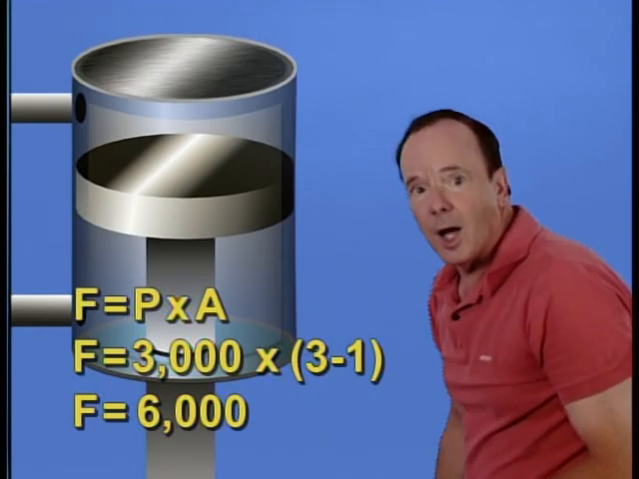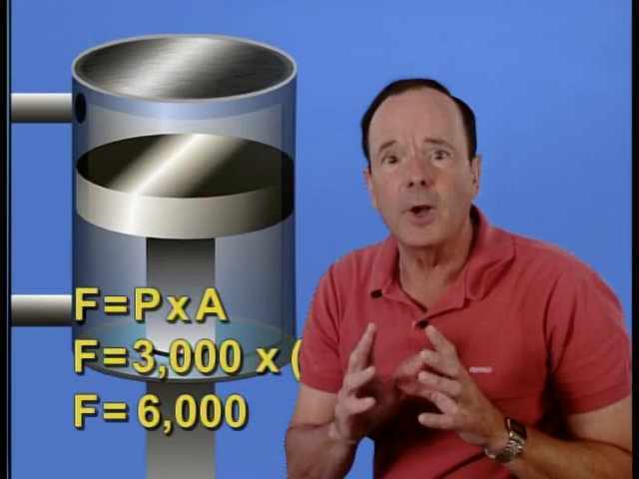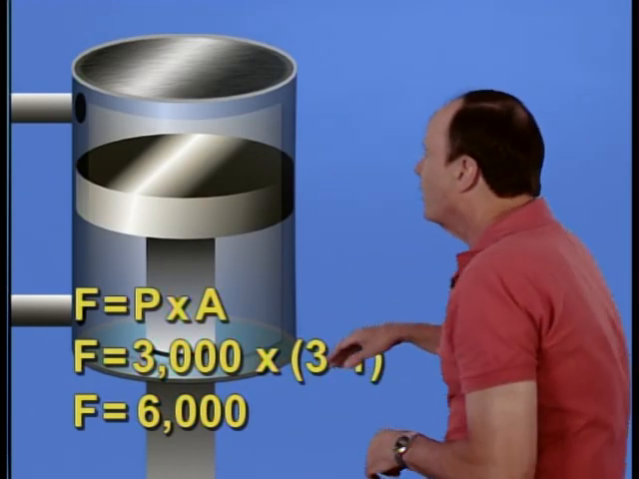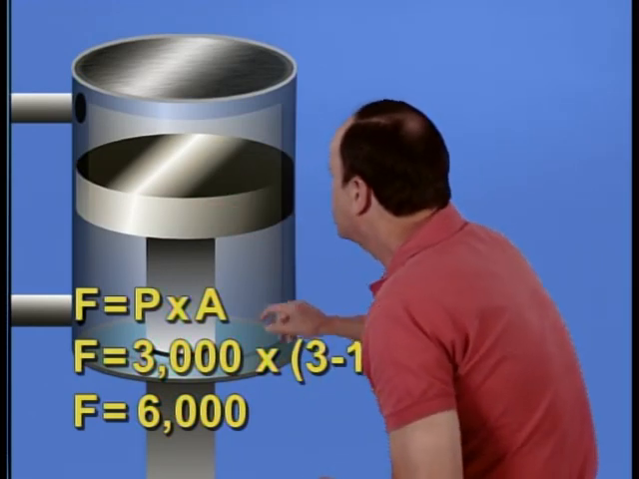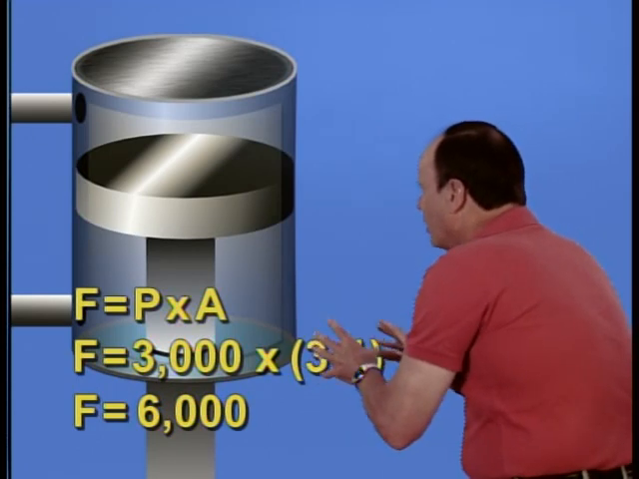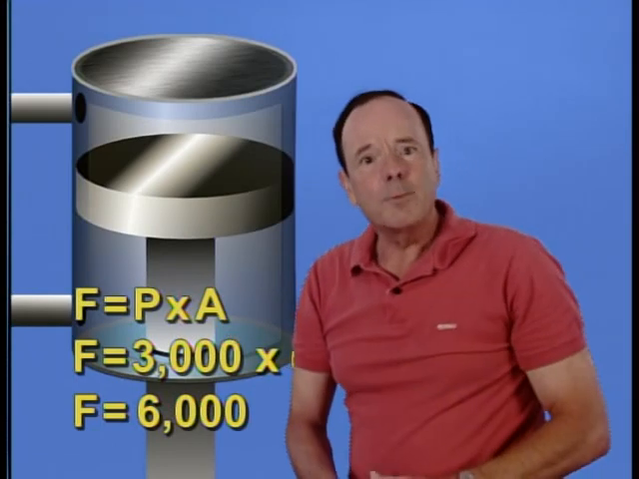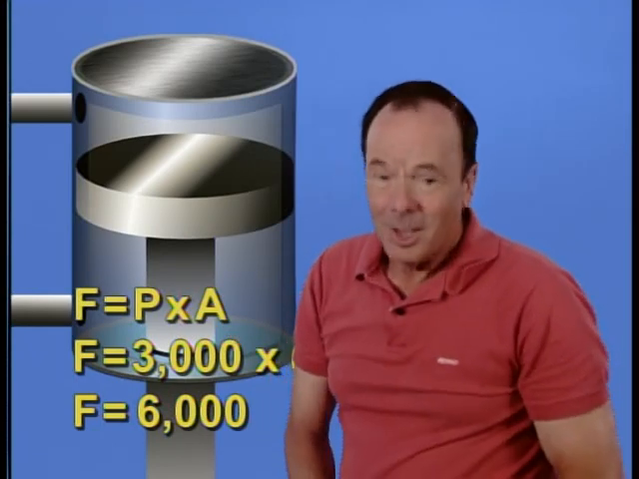Now watch out. You can be sure that if they ask you a question like this, they will give you an answer choice that gives you the force times the whole area instead of just the area minus the rod. So be careful. Make sure you get the area right here. And now that wraps up what the FAA wants you to know about physics.